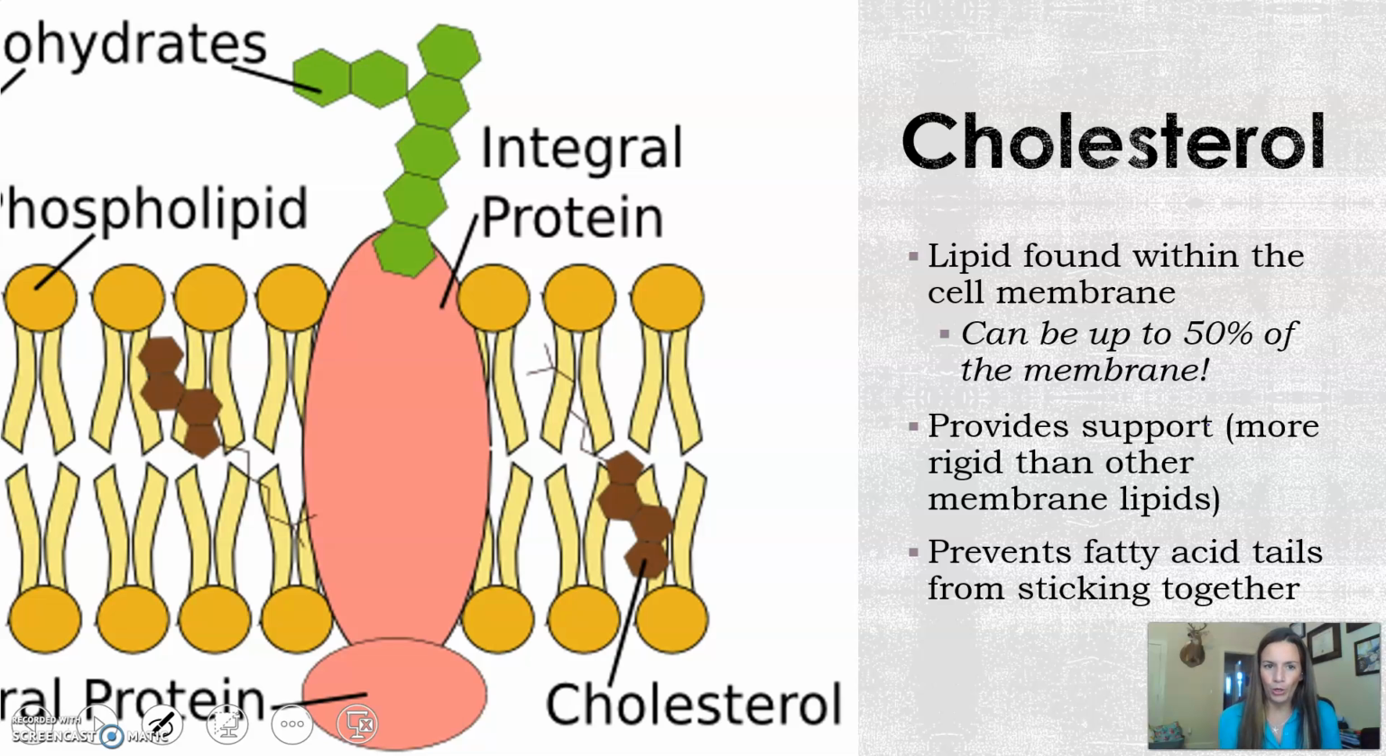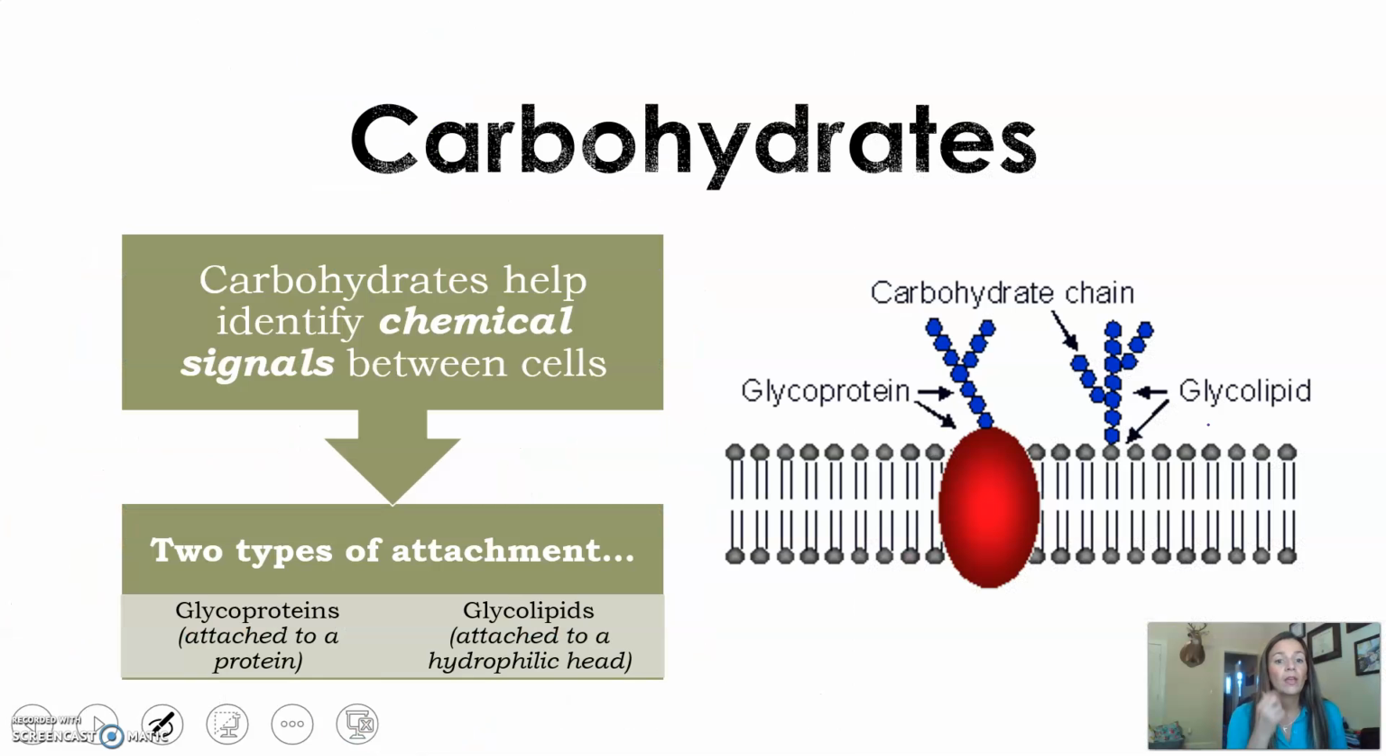Cholesterol is another important component, and this is found in between the tails. So it prevents those tails from sticking together, but it also helps provide a little support, which is more rigid than the typical lipids in the membrane. And it can be up to 50% of your entire cell membrane.